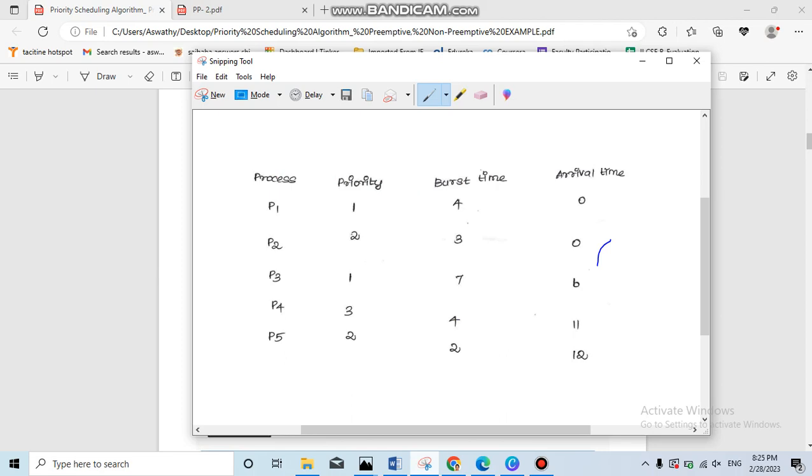So here there are 5 processes, and each process holds a priority, that is 1, 2, 1, 3, 2, and each process has its own burst time and its own arrival time. Processes P1 and P2 have arrival time 0, process P3 is 6, process P4 is 11, and process P5 is 12.